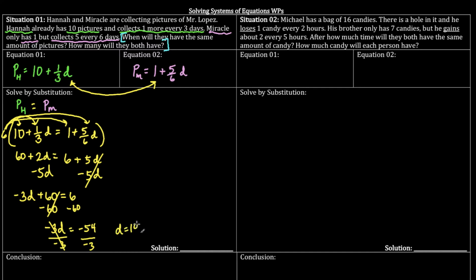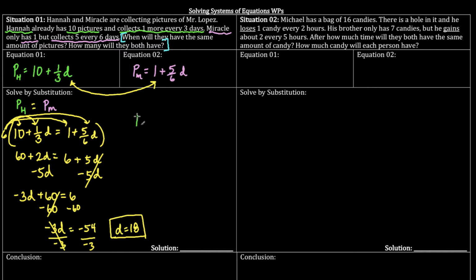Number of days is 18. So we know the number of days, but we don't know the number of pictures. But if we know that after 18 days they will both be the same, then I could put 18 into this equation, or 18 into this equation. It doesn't matter. I think I'm just going to use this green one over here.